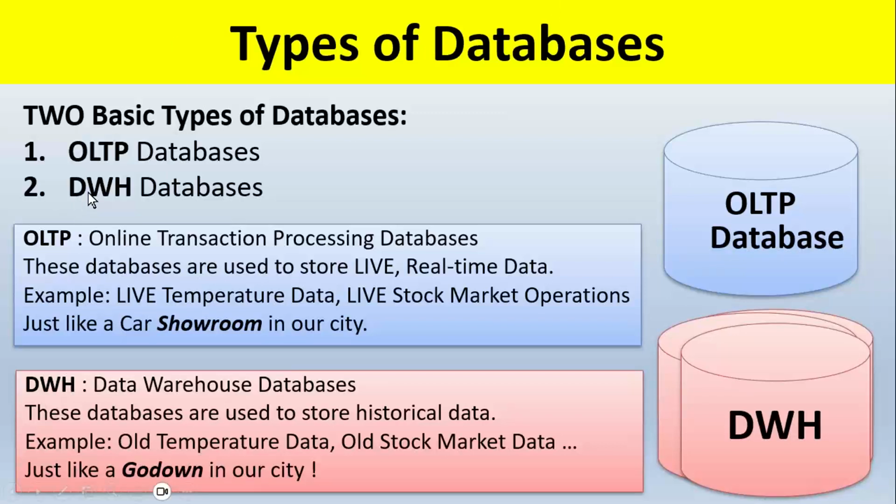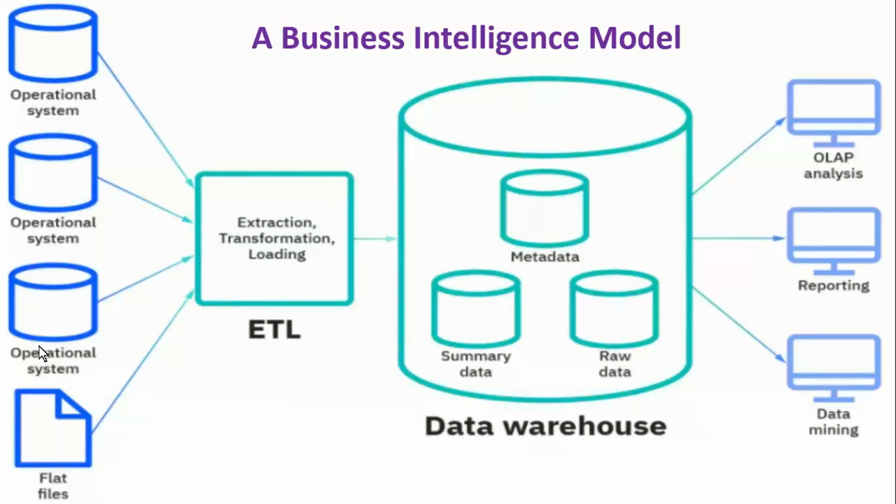Then we have data warehouse databases to store old historical data, inactive data, old temperature data, old stock market data, etc. A car showroom is your OLTP, their godown is your warehouse, maybe somewhere in the cellar or somewhere in the outskirts of the city. Multiple showrooms, one or more godowns. More showrooms, fewer godowns, usually. Same way, multiple databases, one or more warehouses.